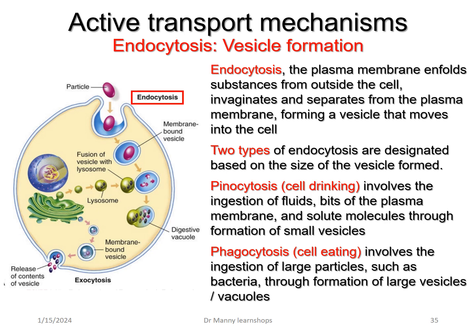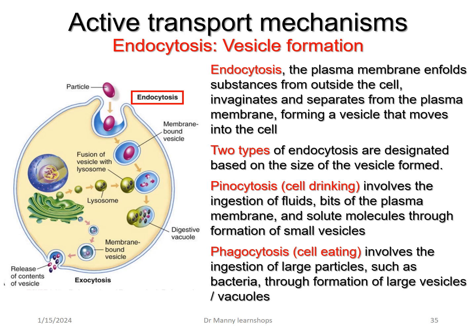Now, active transport mechanisms are different. With active transport mechanisms, you can have endocytosis, where the cell creates a vesicle or a mouth. Endocytosis is when the plasma membrane enfolds substances from the outside of the cell, surrounds them, invaginates, and separates them from the plasma membrane, forming a vesicle that moves into the cell.